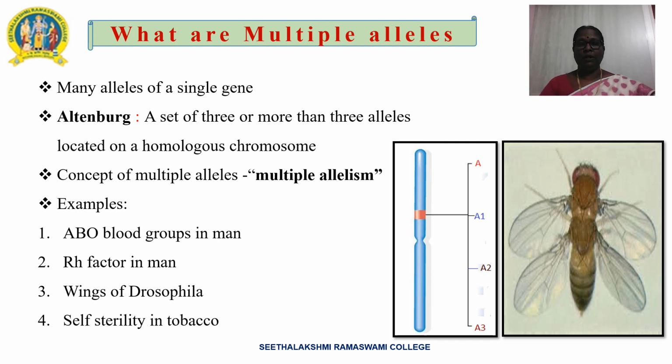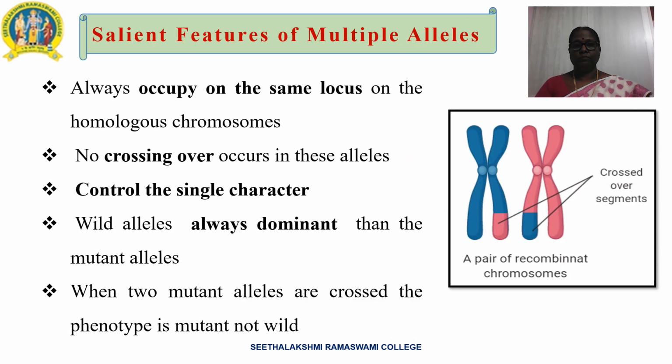According to Altenberg, multiple alleles are a set of 3 or more alleles located on a chromosome. This picture shows a single gene with 4 alleles present in a single locus. This concept is called multiple allelism. Examples are ABO blood groups in man, Rh factor in man, wings of Drosophila, self-sterility in tobacco.